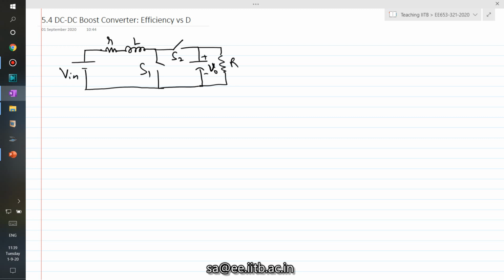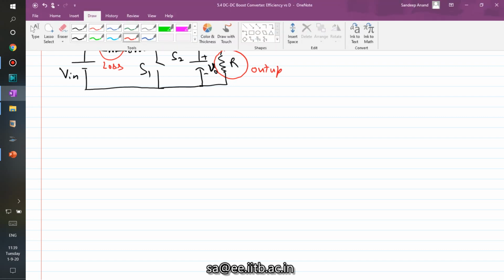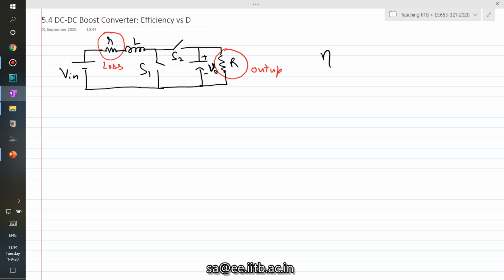Now if you see in this converter, the component which is having losses is this part. This signifies the loss happening, and whatever power is dissipated in this resistance implies the output power, because that is the load resistance. So that is the power we are delivering to the load. This is the power we are dissipating within the converter. So we can write efficiency as output power upon input power, as a fraction, or you can multiply it with 100 and express it in terms of percentage.